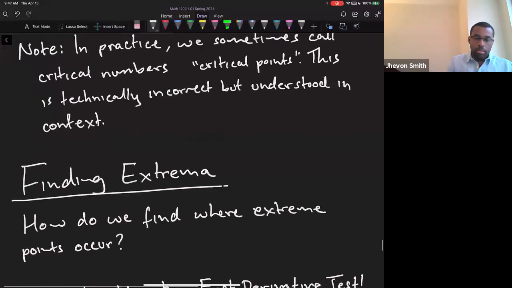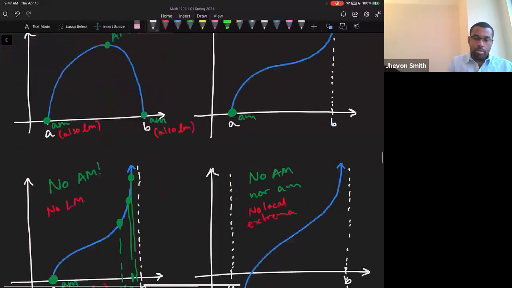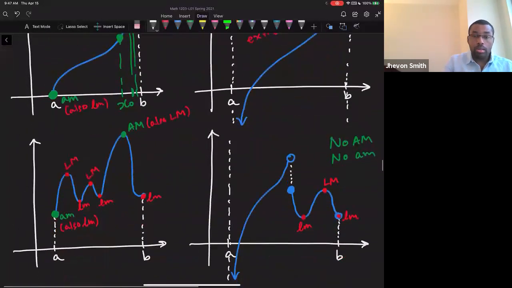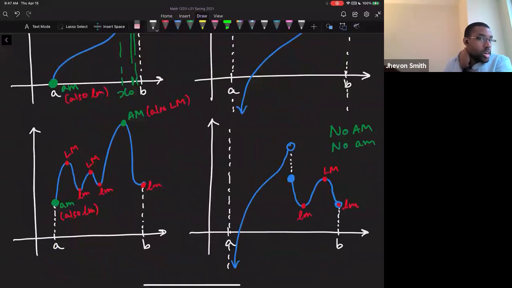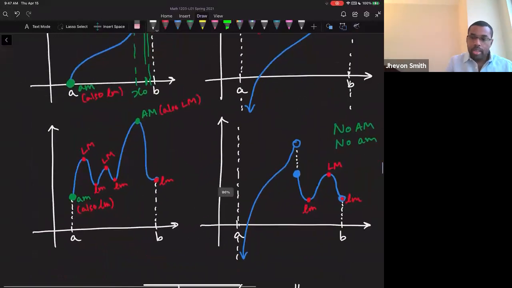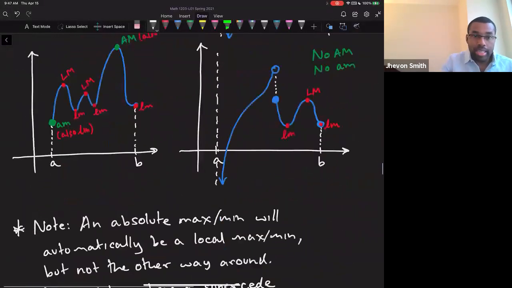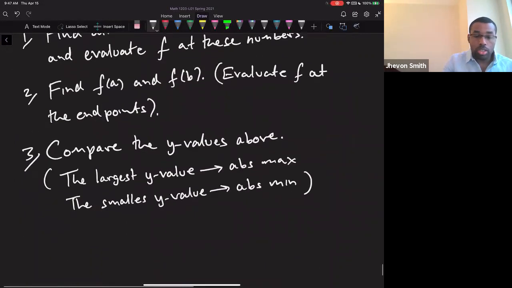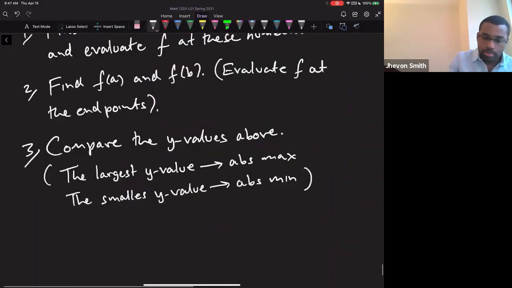And it's important to check both, because from our examples above, notice that an absolute max or min can occur at the endpoint, right? So here you have the absolute max. If we look at this example, the absolute max happens in the middle between a and b, but the absolute min actually happens at a, right? So it's very important that you know what the outputs at the endpoints are as well, because the largest or smallest value can occur at the endpoints. It's possible.